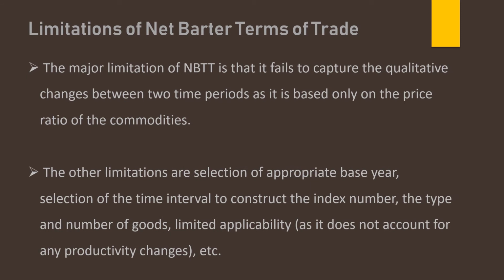Let us look at the limitations of net barter terms of trade. The major limitation of net barter terms of trade is that it fails to capture the qualitative changes between two time periods, as it is based only on the price ratio of the commodities. The other limitations are selection of an appropriate base year, selection of the time interval to construct the index number, the type and the number of goods, and limited applicability as it does not account for any productivity changes, etc.